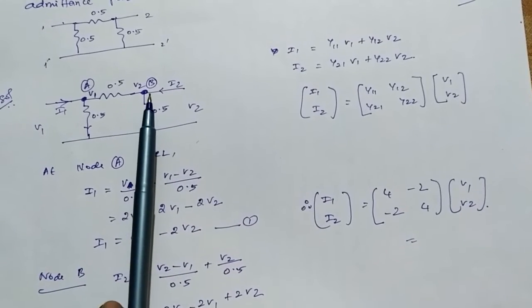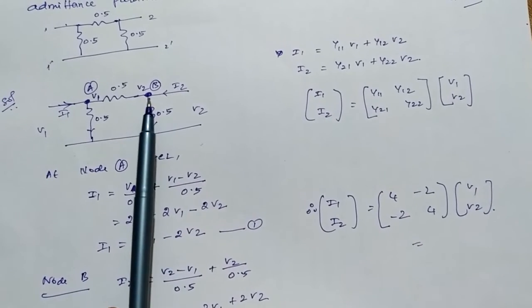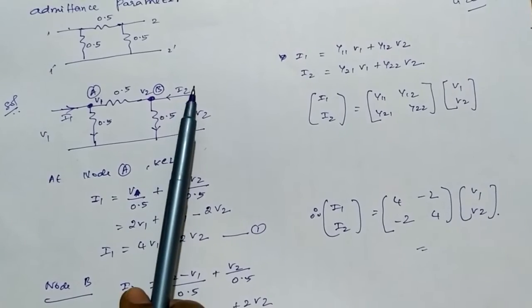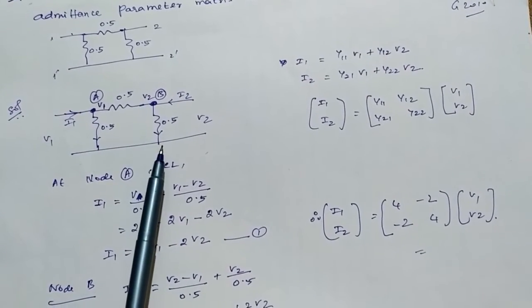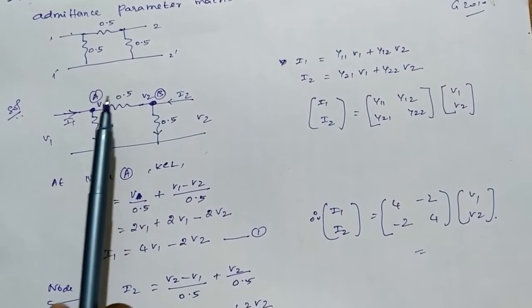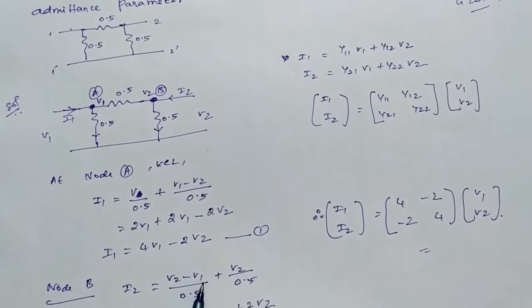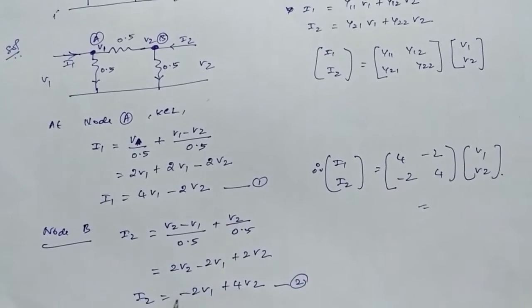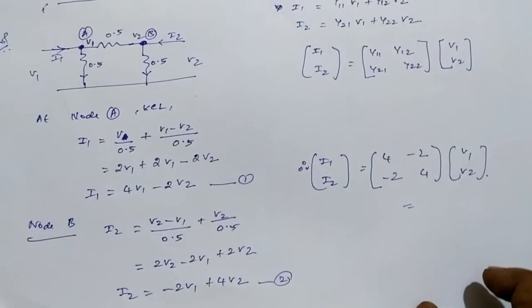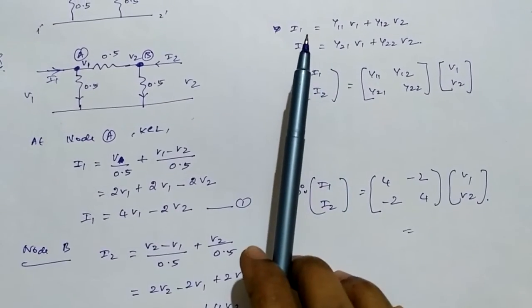At node B, the second node, we apply Kirchhoff's current law. The incoming current is I2. The outgoing currents are V2 divided by 0.5 and V2 minus V1 divided by 0.5. When we simplify, this is the equation for I2. So equations 1 and 2 are the standard form.